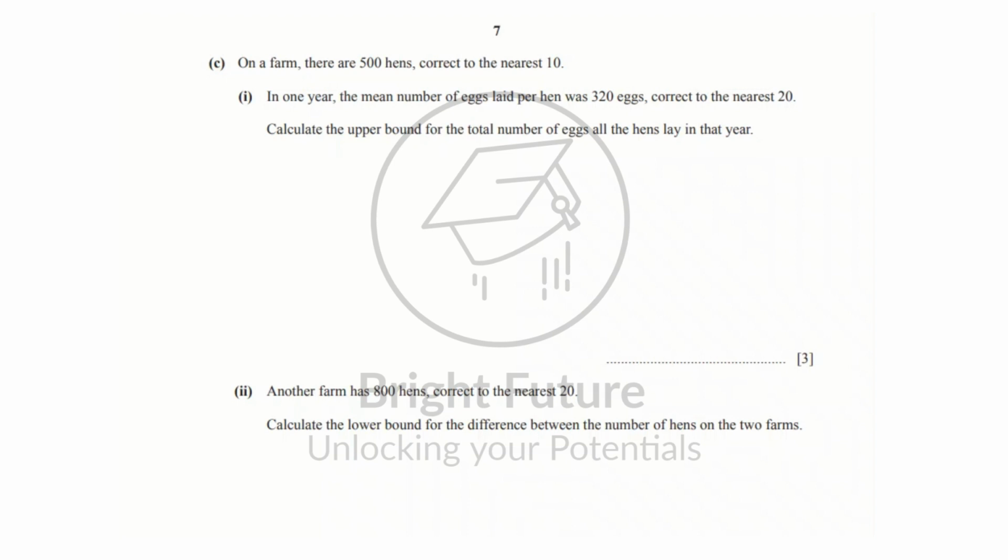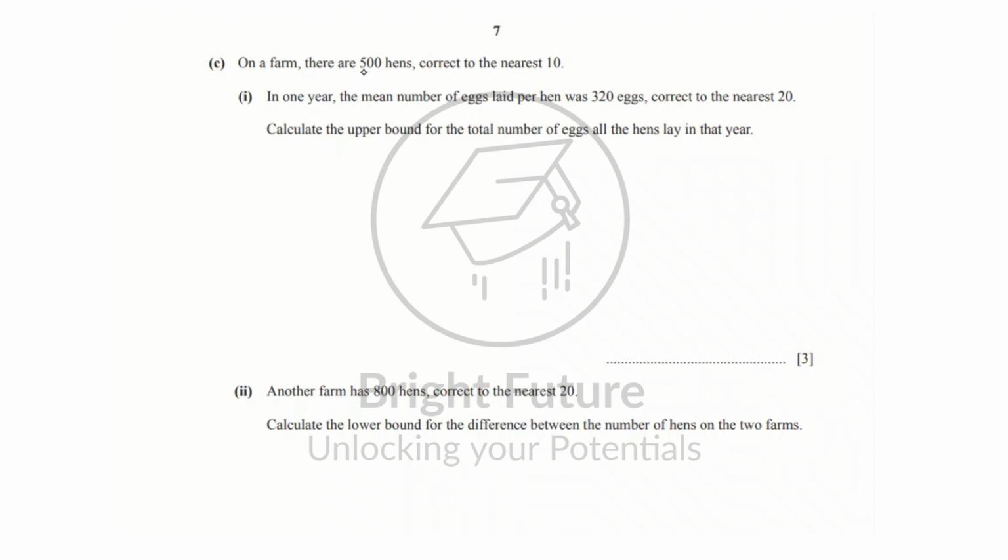Question number C. On a farm there are 500 hens, correct to the nearest 10. In 1 year, the mean number of eggs laid per hen was 320 eggs, correct to the nearest 20. Calculate the upper bound for the total number of eggs all the hens lay in that year.